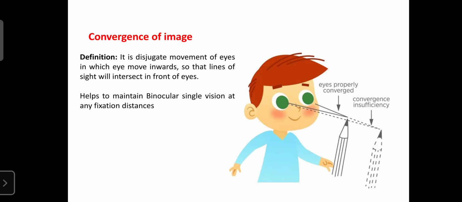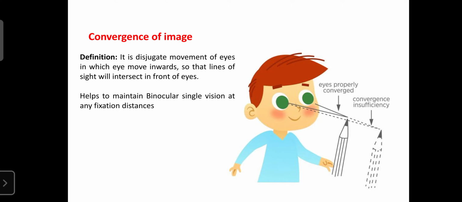The next one is the convergence of image. Already you know that humans consist of two eyes, and at a time the two eyes are involved in the vision. That type of vision is known as binocular vision. But in the convergence of image, the eyes can move inwards.